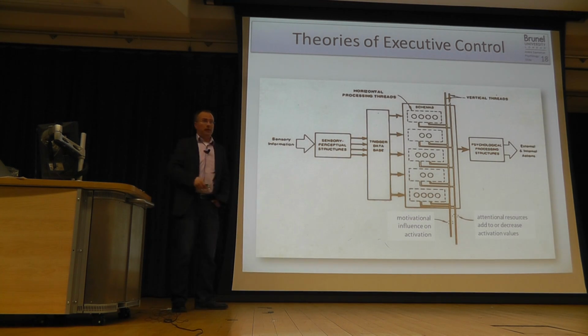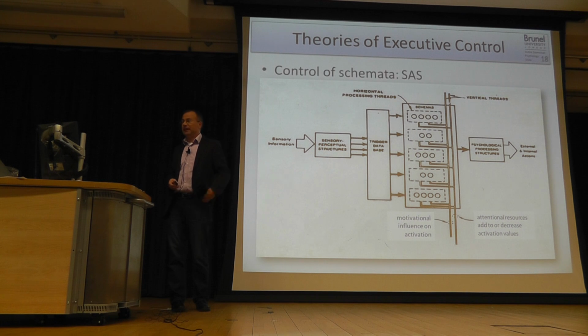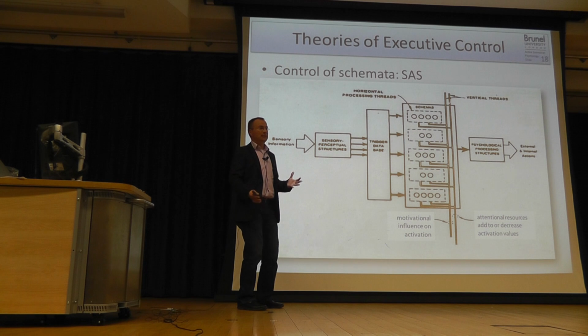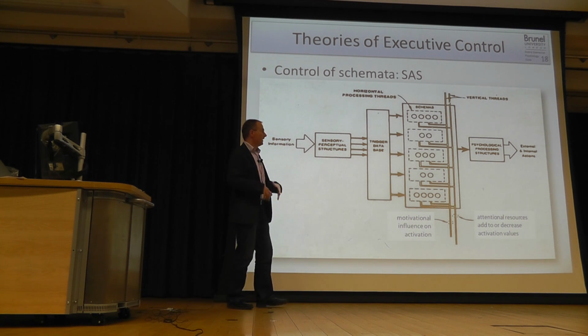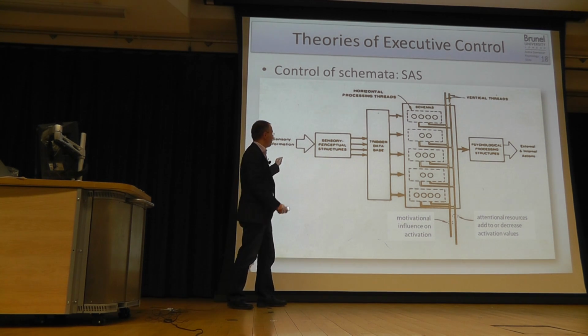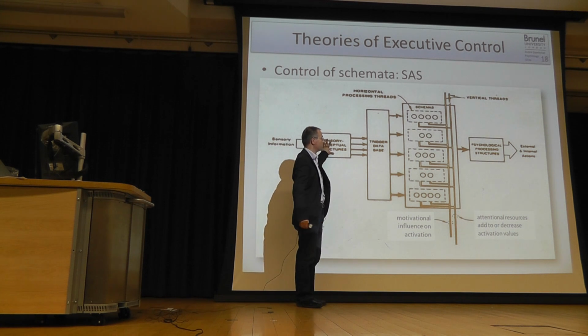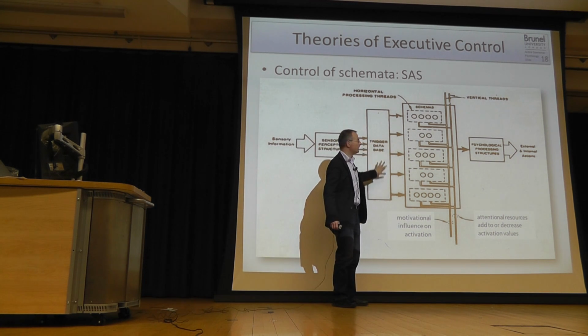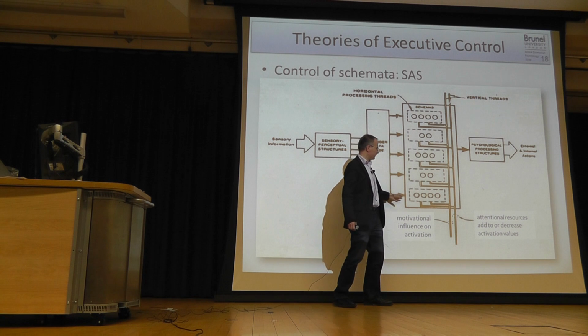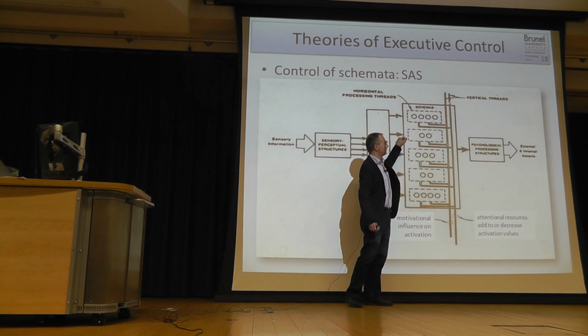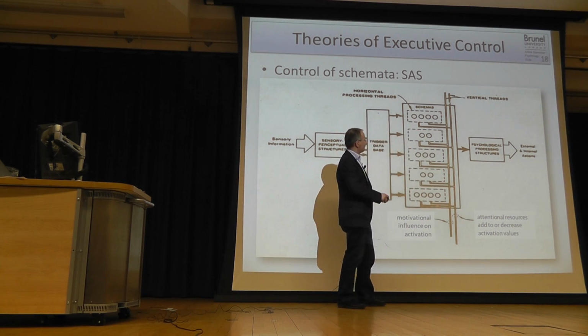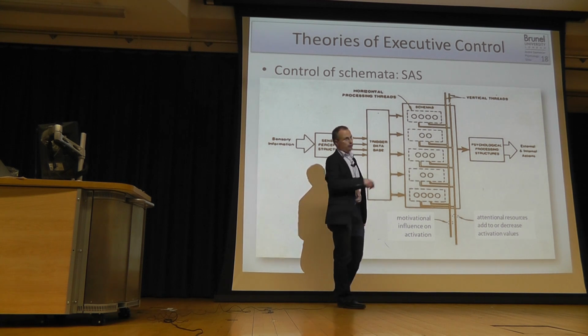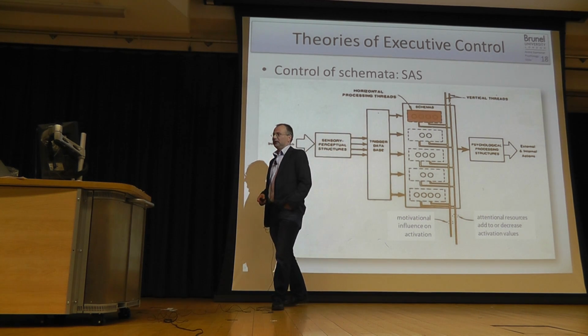This is the diagram which illustrates how the SAS can control schemata. It is basically like the diagram we have seen before, but a little bit more blown up, more complex. Again, we have our perceptual input, we have our trigger database, and the triggers may activate different schemas, and then one is selected and is further followed up.